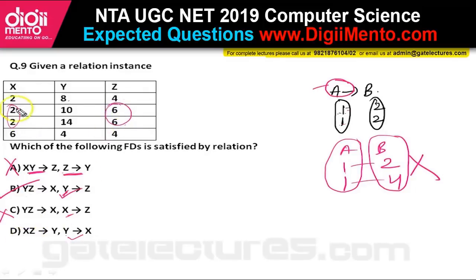They are saying xz combined giving y. So do they have the same values in y for these, for 2, 6, 2, 6? No, one way it is giving 10 and for the other it is giving 14. So this is also not satisfied. So this is clearly wrong. So only B option is right here. So this is the best way to solve these kinds of questions, okay?